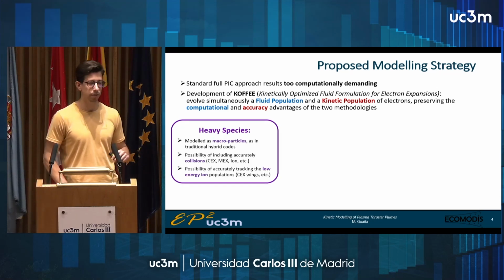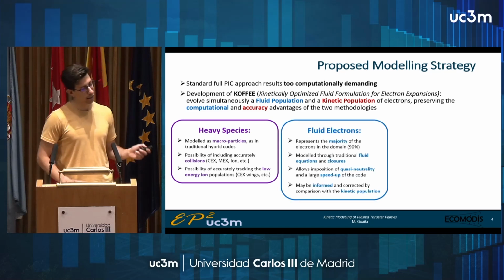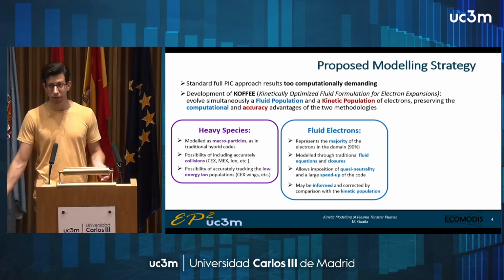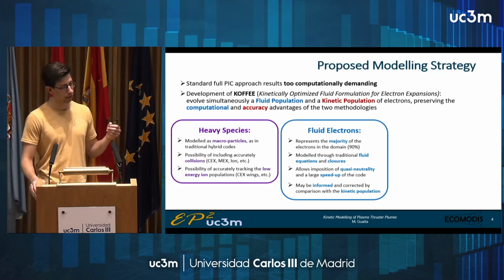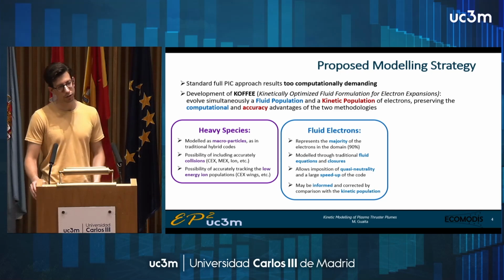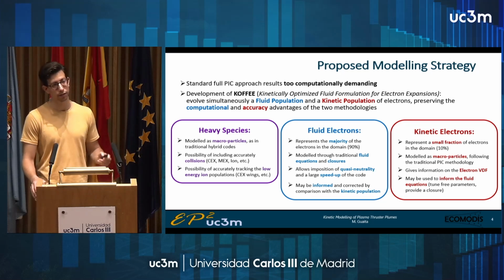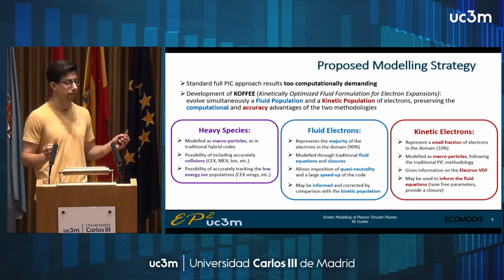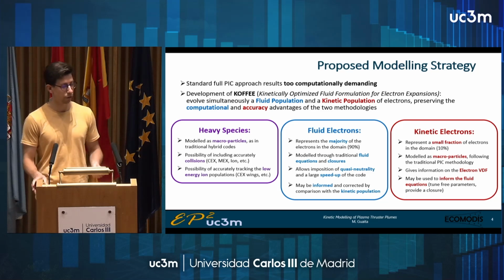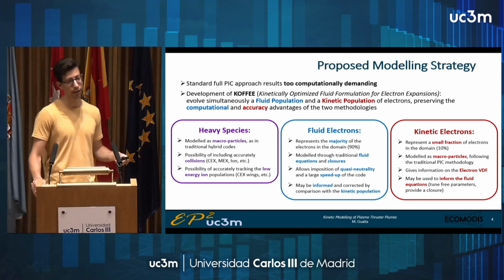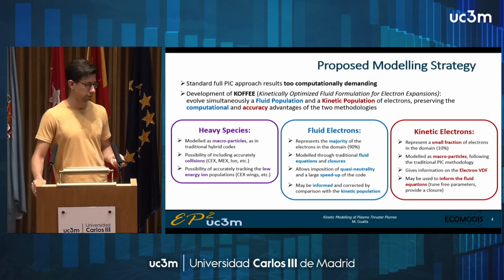The heavy species are modeled as particles, as is traditional for hybrid codes. And then we have the fluid electrons, which are the majority of the electrons in the simulation, and they are responsible for giving us very efficiently the potential inside of the plume. On the other hand, we have the kinetic electrons. These electrons are particles, they are a much smaller fraction, and they are responsible for giving us the kinetic information of the electron population, which can then be fed back to the fluid electrons.